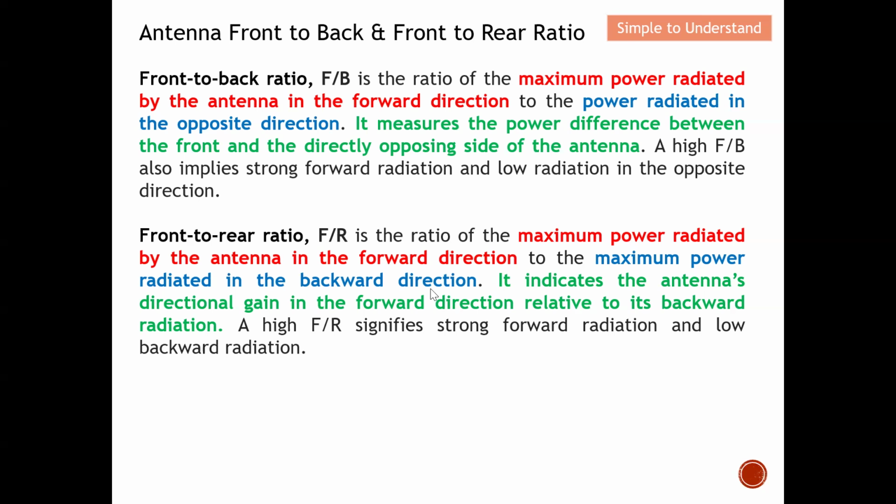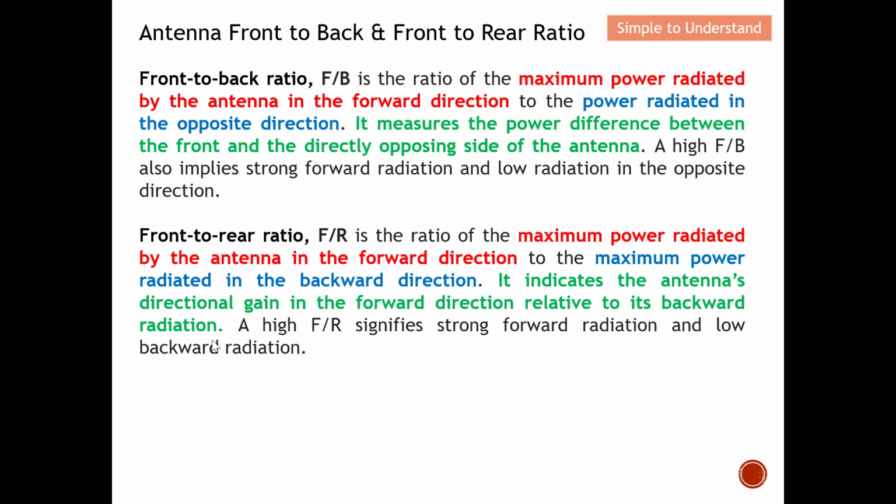Okay, so later on, I will show you a diagram to let you understand this better. So this front to rear ratio actually indicates the antenna's directional gain in the forward direction relative to its backward radiation. Basically, this is a more general term. Again, when we emphasize a high front to rear ratio, this actually means significantly strong forward radiation and very little backward radiation.